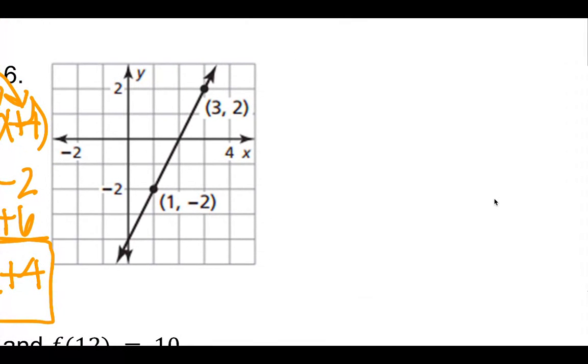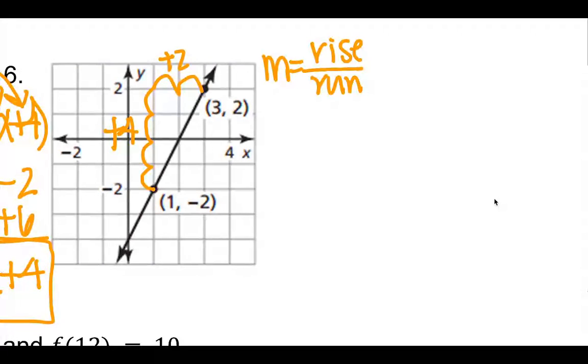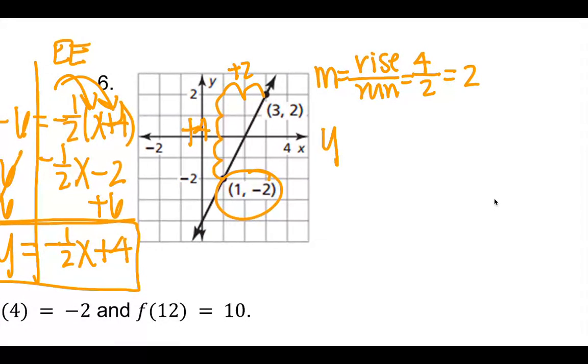This next one here, there's 2 things you could do. First, you could take these points, plug it in Desmos. I think is the easiest way to do it to get your slope and your y-intercept. Or you can count up, rise 1, 2, 3, 4, rise 4 over run positive 2. So my m is rise over run, which is 4 over 2, which simplifies to 2. And I have a point. I'm just going to pick this point here because he's already there. Y minus y1 equals m x minus x1.